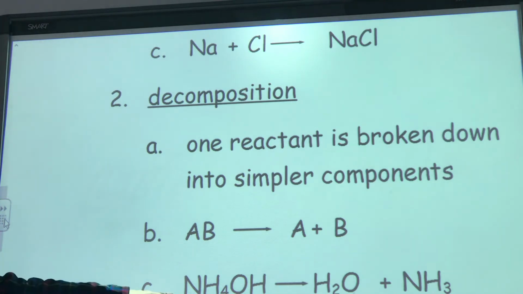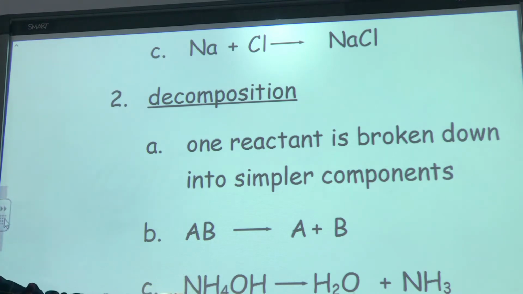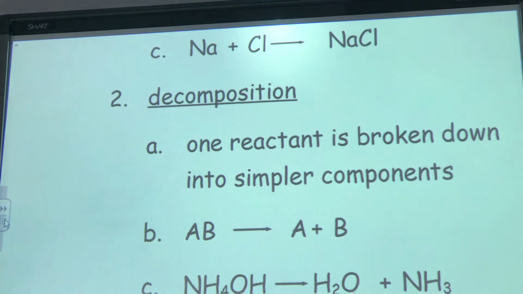Here's a good example of an actual real-life decomposition reaction. This is something called ammonium hydroxide. You don't have to know that, but this is a compound. It's got nitrogen and oxygen, hydrogen again in it. Ammonium hydroxide will decompose into water and ammonia. That's a decomposition reaction.